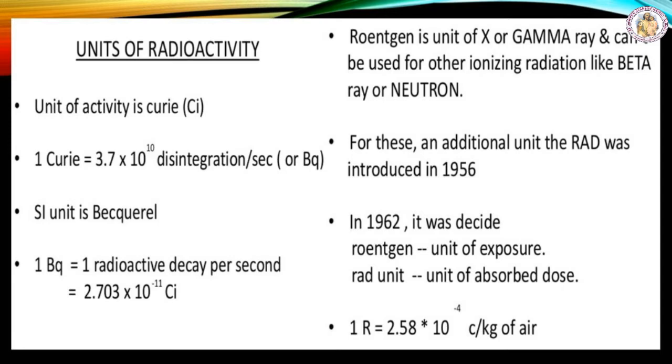Roentgen is the unit of X or gamma rays and cannot be used for other ionizing radiations like beta ray or neutron. For this, an additional unit, the rad, was introduced in 1956. In 1962, it was decided Roentgen is the unit of exposure and rad is the unit of absorbed dose. So 1 Roentgen is equal to 2.58 into 10 to the power minus 4 coulomb per kilogram of air.